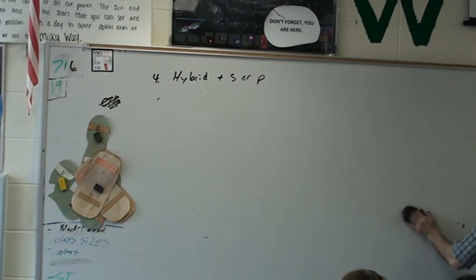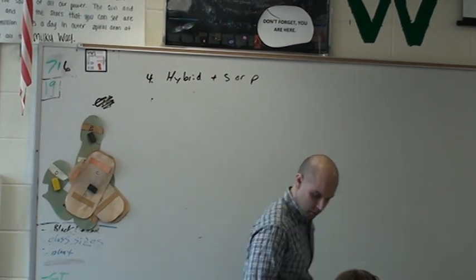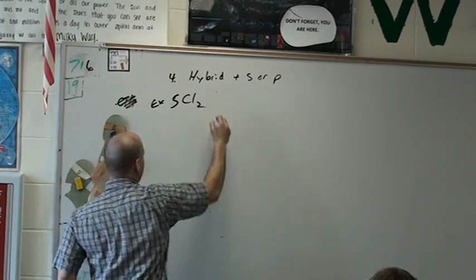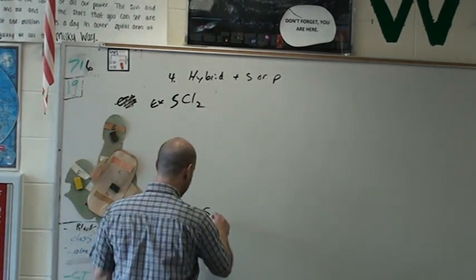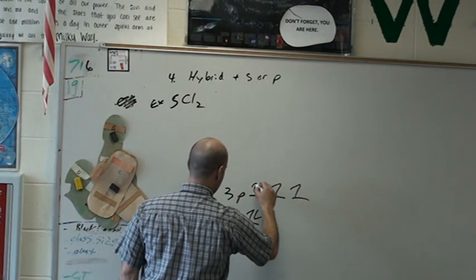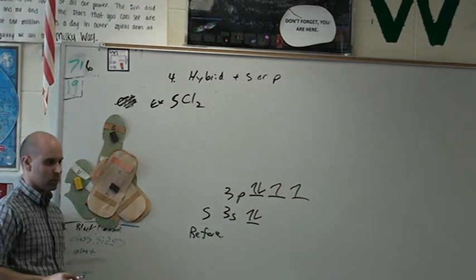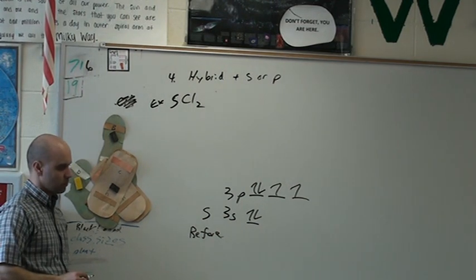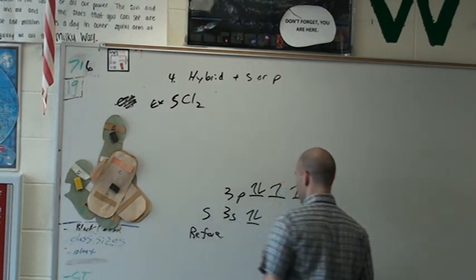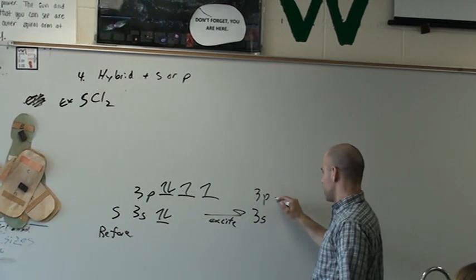All right, last one, let's do sulfur. Let's do sulfur dichloride. So before it bonds, sulfur is 3s, 3p. And now when I excite it, I have 2 pairs. And when I excite it, I'll still end up with 2 pairs. It's just that my 2 pairs are now in the P.